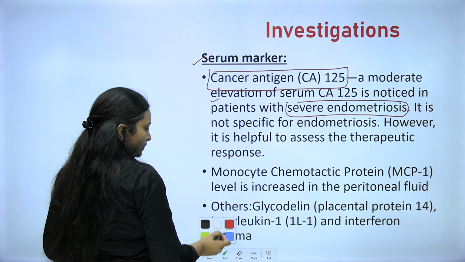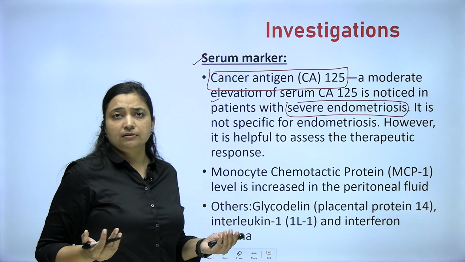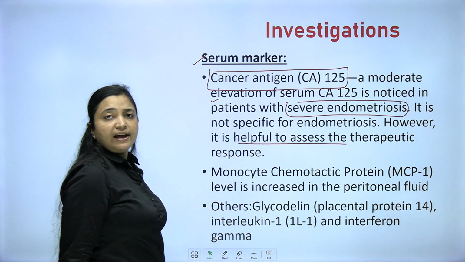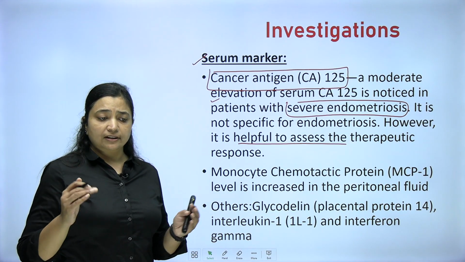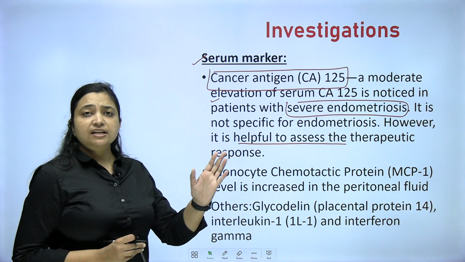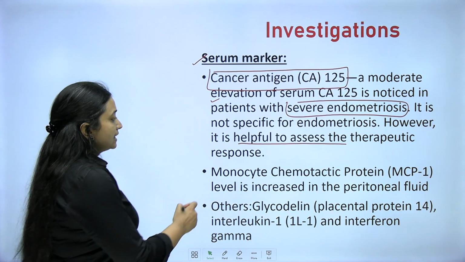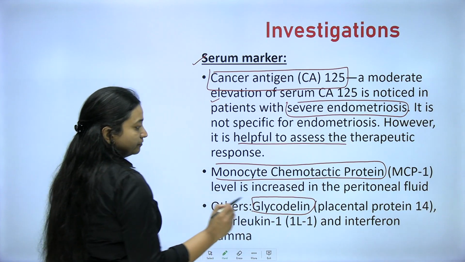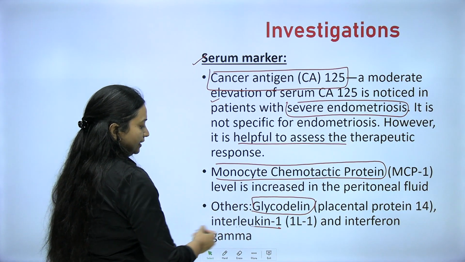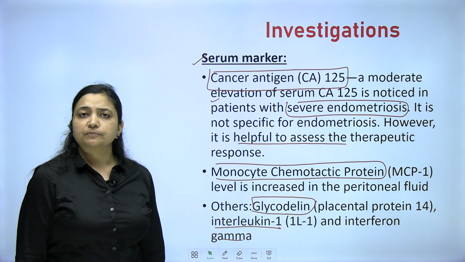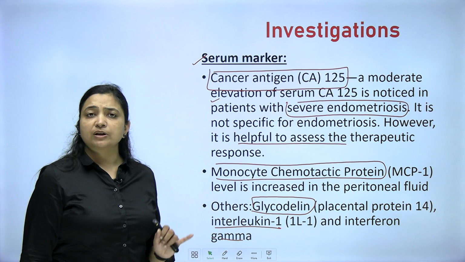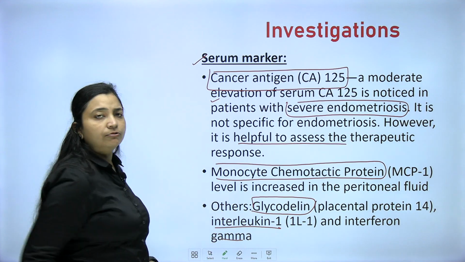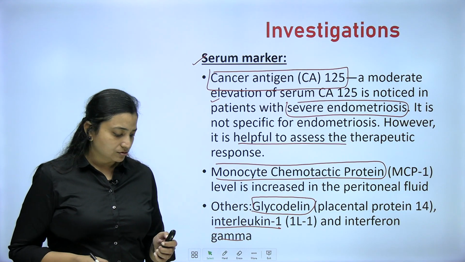So we cannot diagnose any patient as having endometriosis on this CA125, but it is helpful to assess the therapeutic response. If you are trying to treat the patient and then you want to monitor whether those deposits are decreasing or not, then you can have a serial monitoring from CA125. Others are MCP1 or monocyte chemotactic protein, glycodelin, which is placental protein 14, interleukin 1 and interferon gamma. These are only for theoretical purposes, that you should know that yes, these are all markers which may be raised. But in all clinical practice scenarios, it is not useful. We are generally using CA125, that is only to monitor, not for diagnosis.